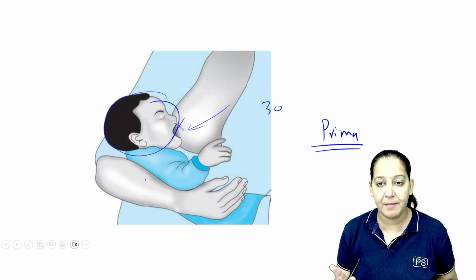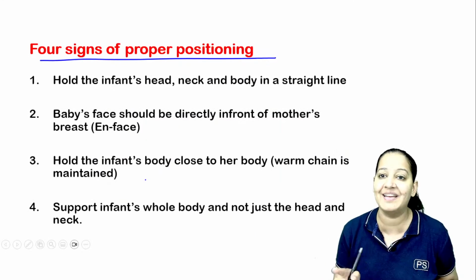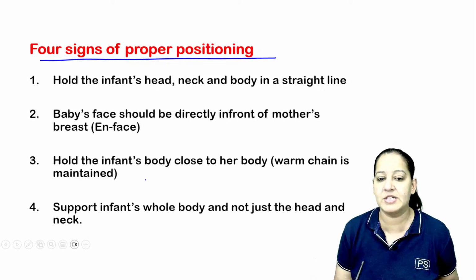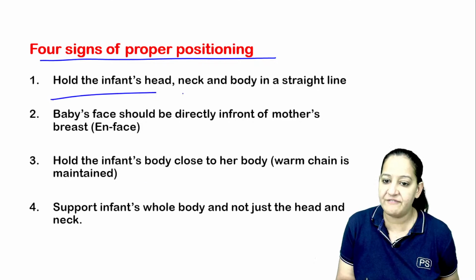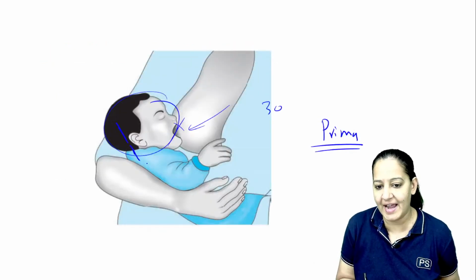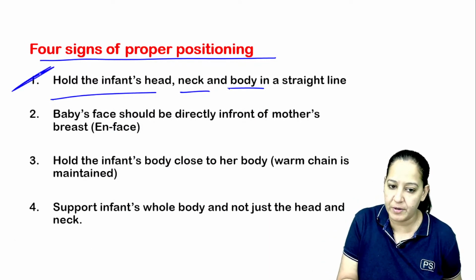So whenever there is a primi mother, it's the responsibility of the gynecologist or the doctor who is attending the lady to teach her the signs of proper positioning. First of all, hold the infant's neck, body and head in a straight line. You can see head, neck and body in a straight line. That is the first sign of proper positioning.